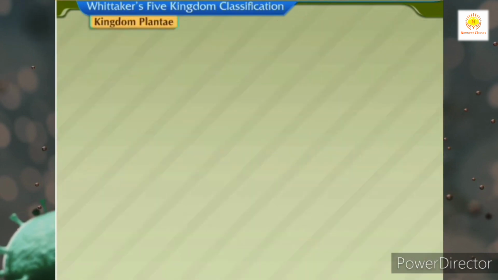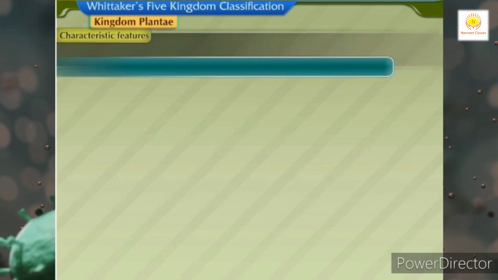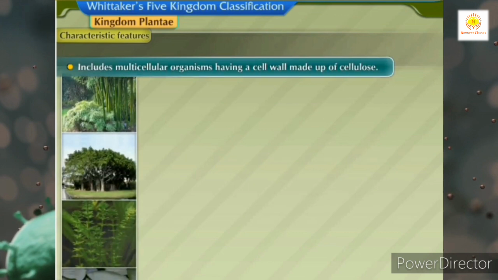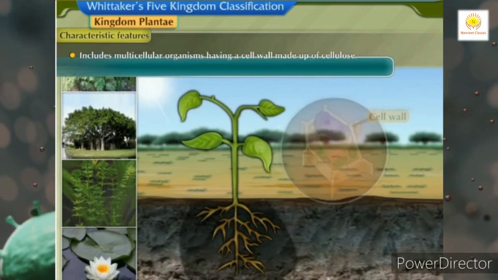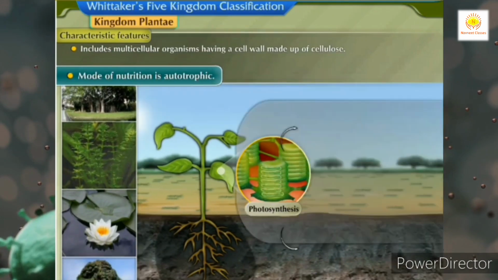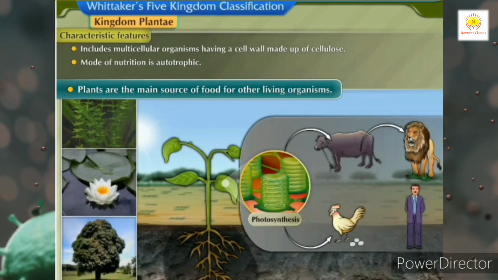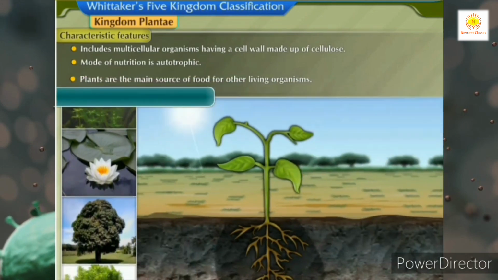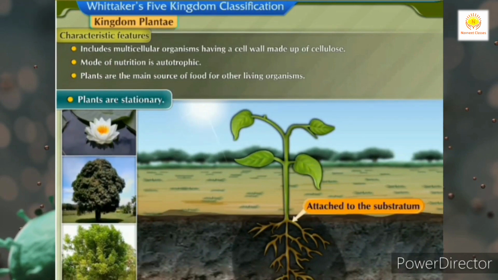Kingdom Plantae. The characteristic features of this kingdom include multicellular organisms having a cell wall made up of cellulose. Mode of nutrition is autotrophic. They are the main source of food for the other living organisms. They are stationary, that is, attached to the substratum.